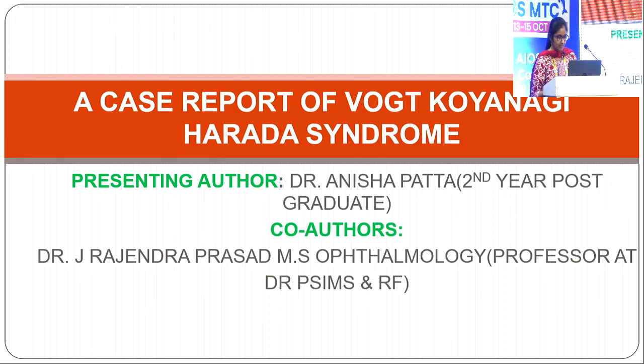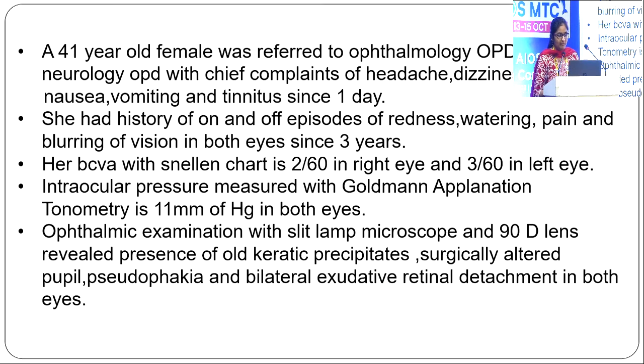A 41-year-old female patient was referred to ophthalmology OPD from neurology OPD with the chief complaints of headache, dizziness, nausea, vomiting, and tinnitus since one day. She had a history of on and off episodes of redness, watering, pain, and blurring of vision in both eyes for 3 years. Her best corrected visual acuity with Snellen's chart is 2/16 in the right eye and 3/16 in the left eye. Intraocular pressure measured with Goldmann applanation tonometry is 11 mm of Hg in both eyes.